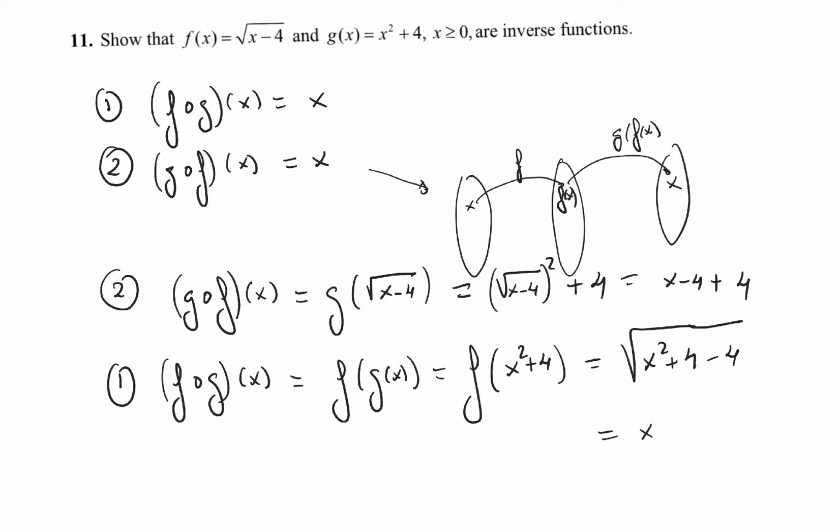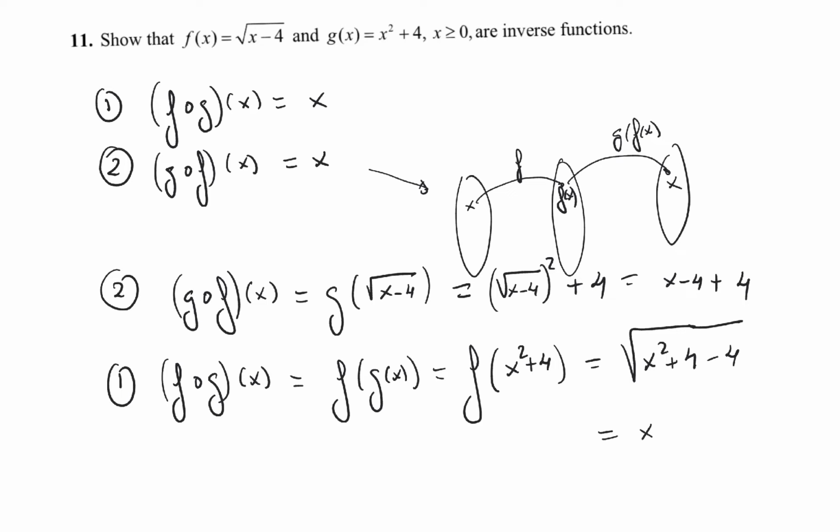Show that f of x equals square root of x minus 4 and g of x equals x squared plus 4. They are inverse functions when x is positive. x should be positive. Why x should be positive? Let's go to see why x should be positive.